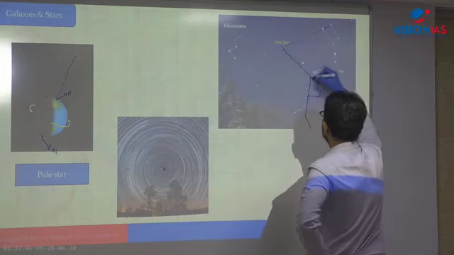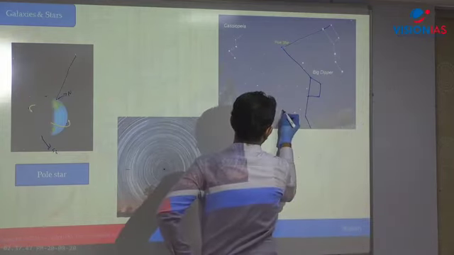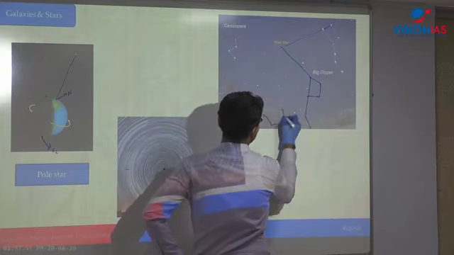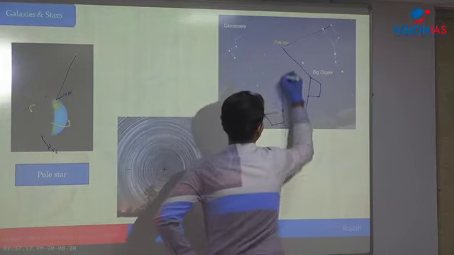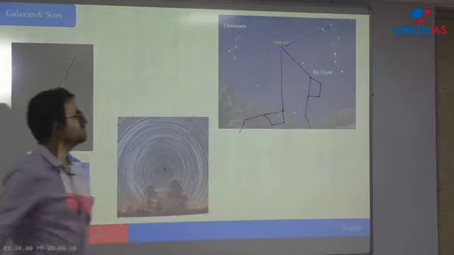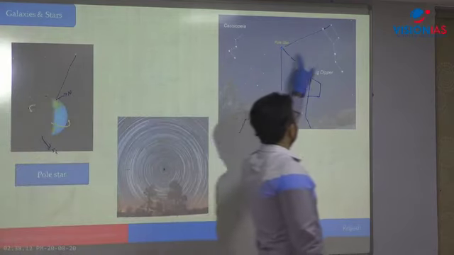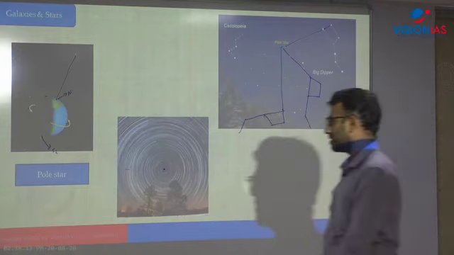And here you can see it is again a straight line. After some time this would come here, but still you can connect it with a straight line. So in order to identify the pole star, locate the Big Dipper or Saptarshi Mandal, and you will be easily able to recognize the pole star.